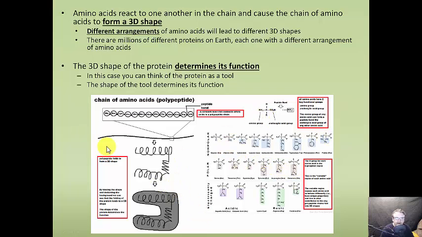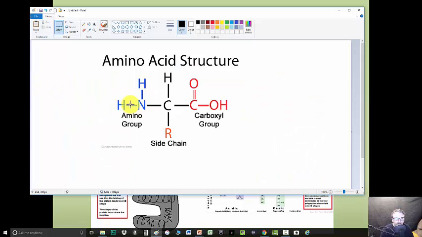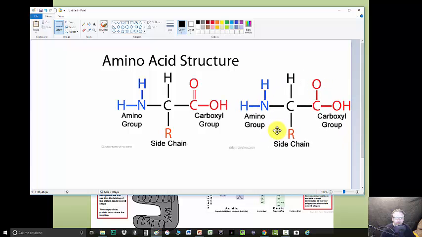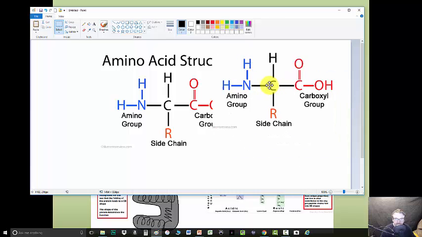Okay, so the key thing about the groups on each individual amino acid, the carboxyl and the amino, is that they allow any two amino acids to form a bond together. And what ends up happening is that the carboxyl group of one will automatically link to the amino group of another, and vice versa.